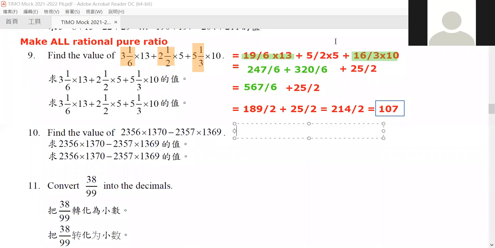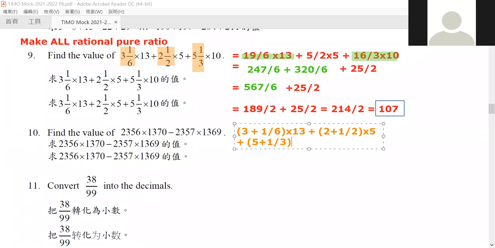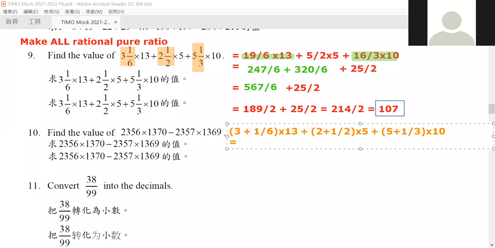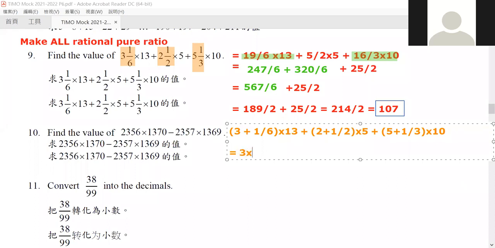Because in here, 3 and 1/6 can be written as 3 plus 1/6 and then multiplied by 13, right? And the latter is 2 plus 1/2 multiplied by 5, plus 5 plus 1/3 times 10. But then, if you think about it, using the distributive law, you can find each and every one of them by placing all the multiplication inside the bracket, right? So the first one will be 3 times 13 plus 13 over 6, plus 2 times 5 plus 5 over 2, plus 5 times 10 plus 10 over 3.